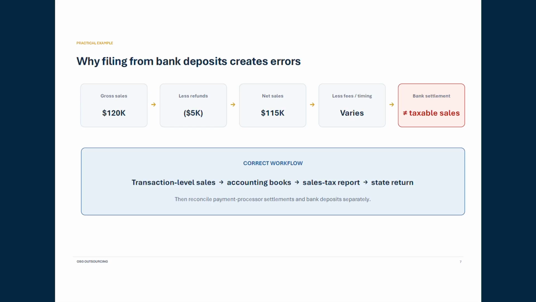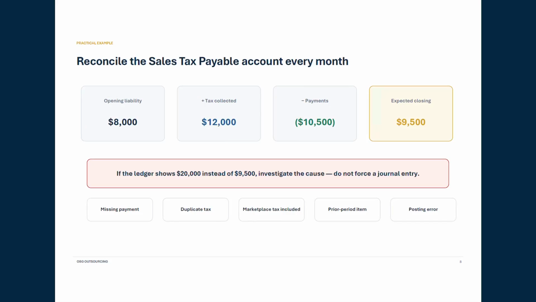It should not be the primary sales tax source. Now let us look at the sales tax payable account. Assume the opening liability is $8,000. During the month, the business collected $12,000 of sales tax on transactions for which it is responsible.